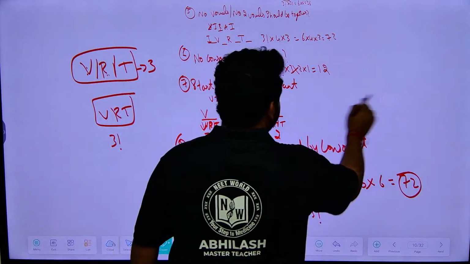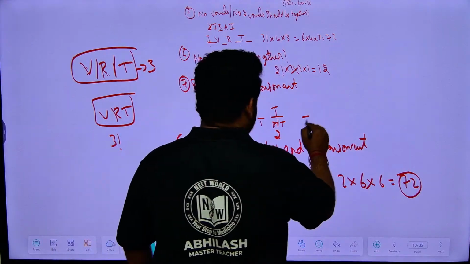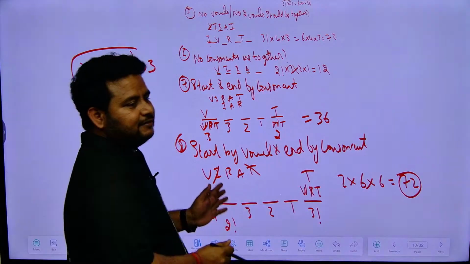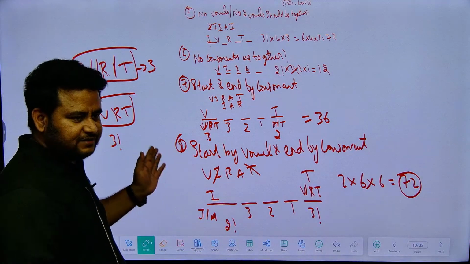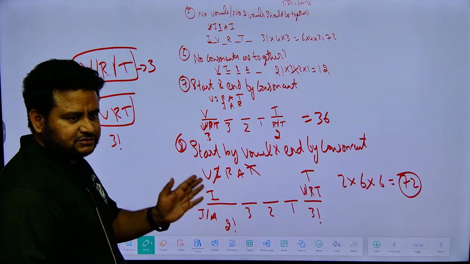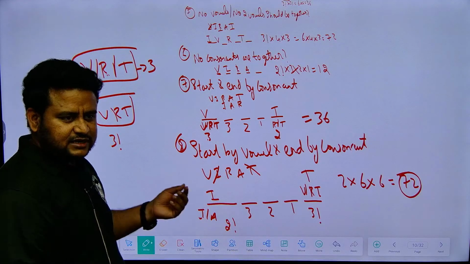So the answer to this will be 36. Make a note: when R is repeated, you have to add. What do we add? V, R, R, R, T. V means 1, R means 1, T means 1. 1 plus 1 plus 1 is 3.